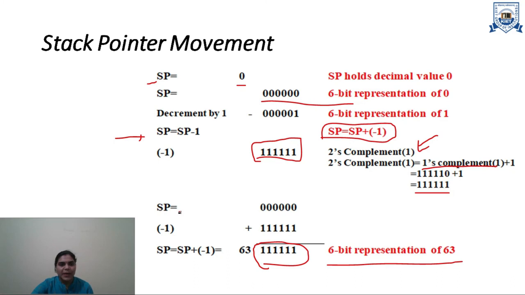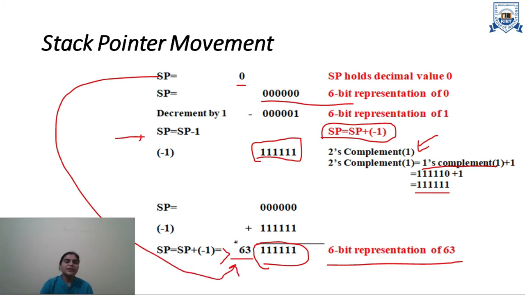SP will be updated by addition because minus 1 has been represented in 2's complement. Then we will perform addition, and we will get 63 in binary notation. In this way, the stack pointer will move from 0 to 63 after deletion of the last element.